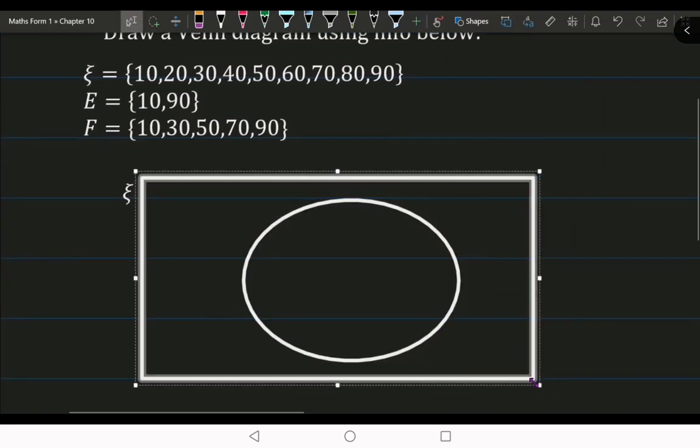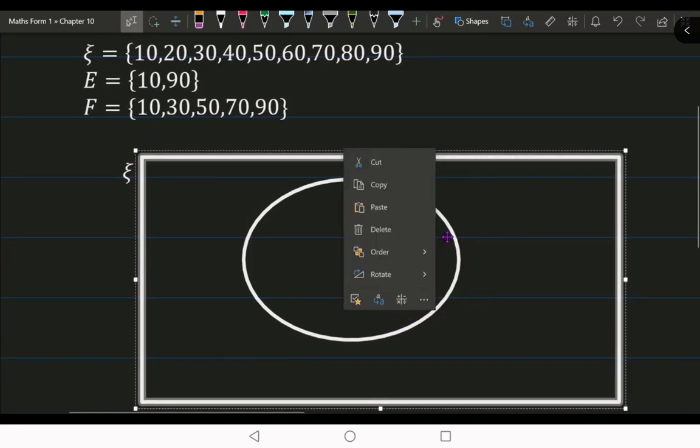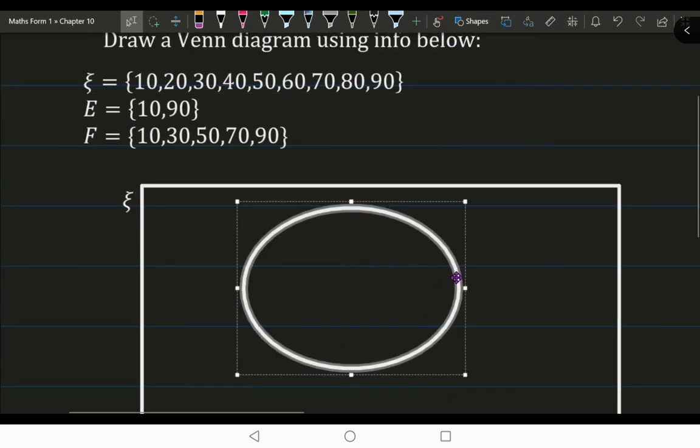We make it bigger a little bit. Not enough. Hey, wait for a while.